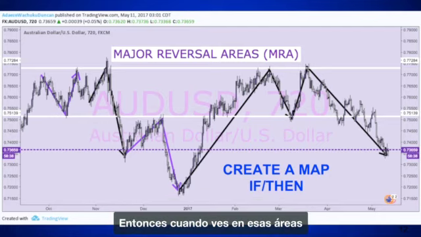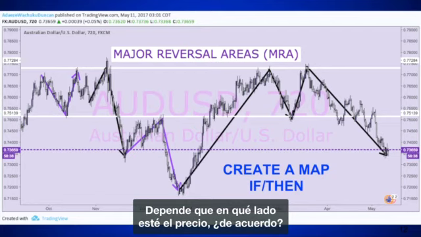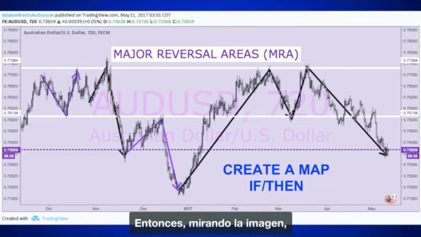So when you see one of those areas where price came and did a major turn, that could be an area of support and resistance. Remember, a support line is resistance. It depends on what side price is on. Okay. So looking here at the picture, you see where I drew those lines. Most likely, you would have drawn those lines similarly in those same situations.